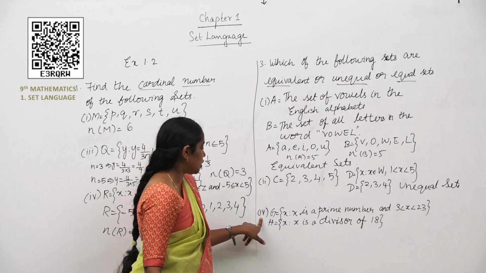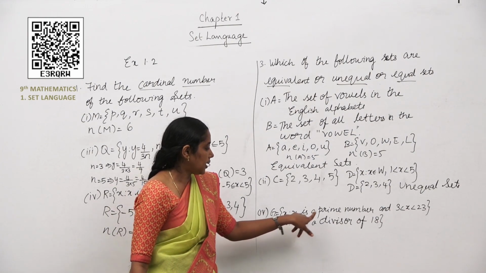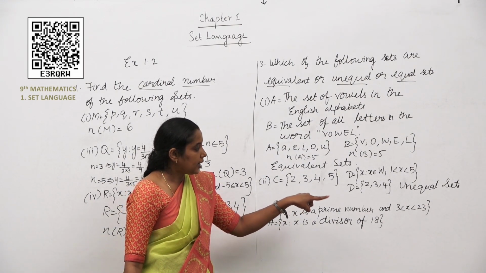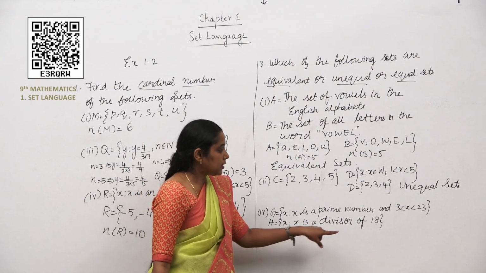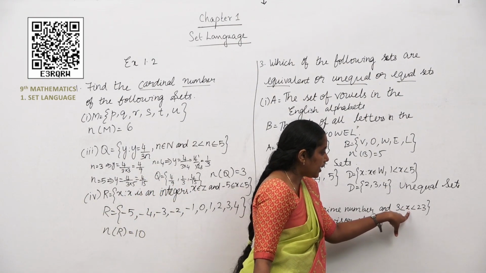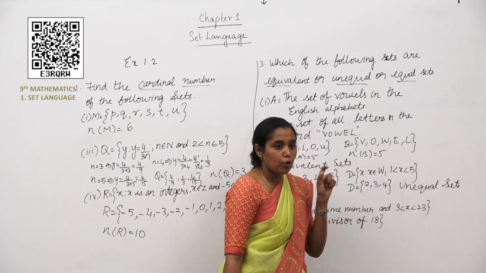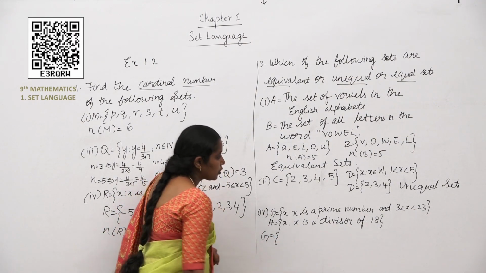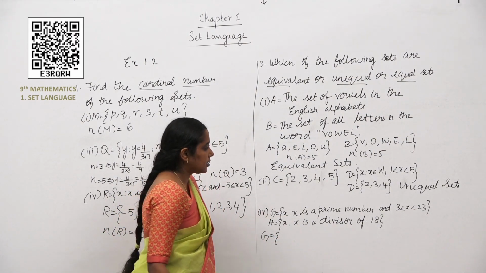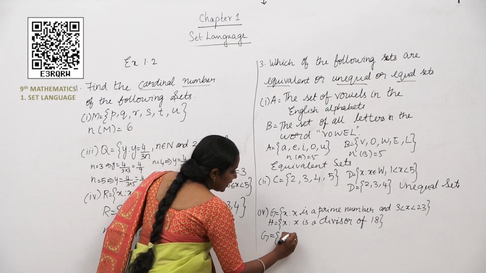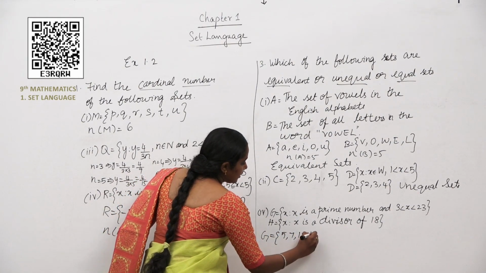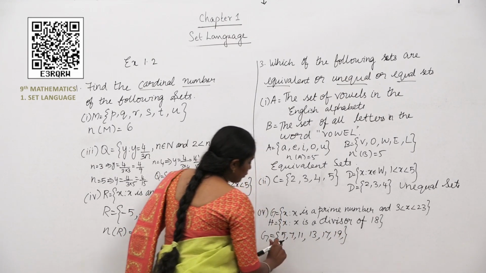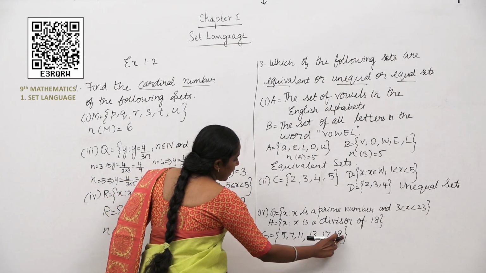So next one, fourth subdivision, G is equal to {x such that x is a prime number and 3 less than x less than 23}. So x is greater than 3 and x should be less than 23, that is prime numbers. So G is equal to, between 3 and 23, we can write {5, 7, 11, 13, 17, 19}. So that's all.